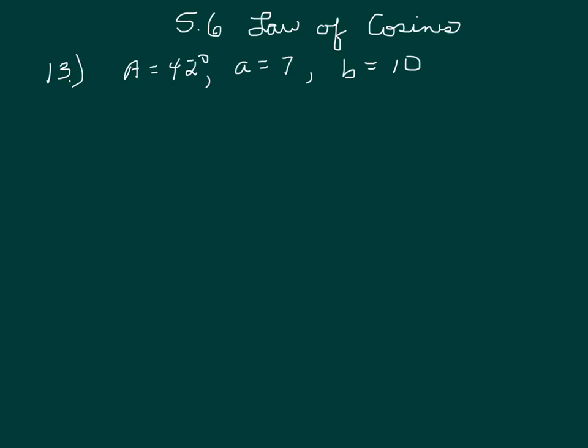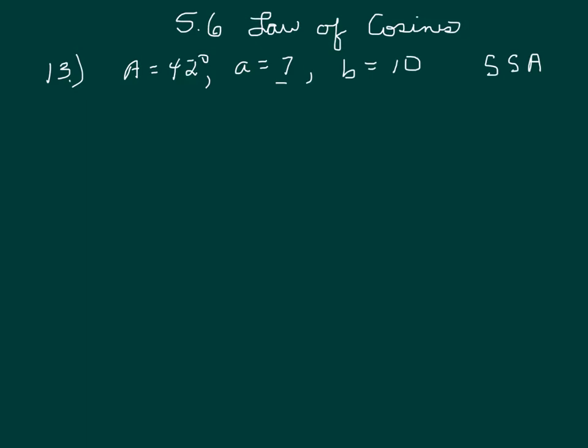In PreCalculus, Demana's 7th edition, section 5.6, Law of Cosines, problem 13: A equals 42 degrees, opposite side equals 7, B equals 10. First of all, we note that this is an SSA triangle, in which the side opposite A is smaller than the other side. So we would expect two solutions.